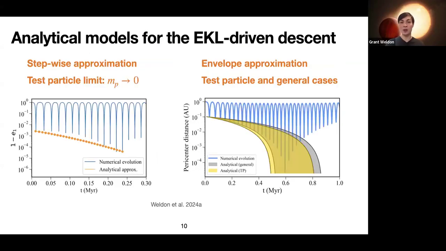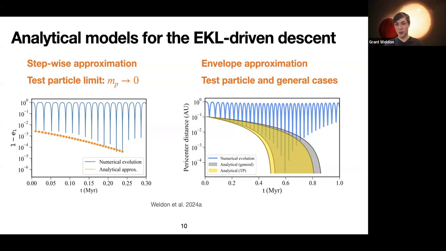And so here are two analytical models that we have developed. I'll start with the one on the left. This is a plot of 1 minus the eccentricity of the planet's orbit over time. In blue is the numerical evolution. These are the oscillations that I showed in the simulation. And in orange is our analytical approximation. Here we take a stepwise approach where we try to model the eccentricity evolution during each half cycle. That's why there are multiple dots per oscillation. We're modeling the change during each half cycle, and then we piece them all together. And you can see we model the overall eccentricity evolution quite well.